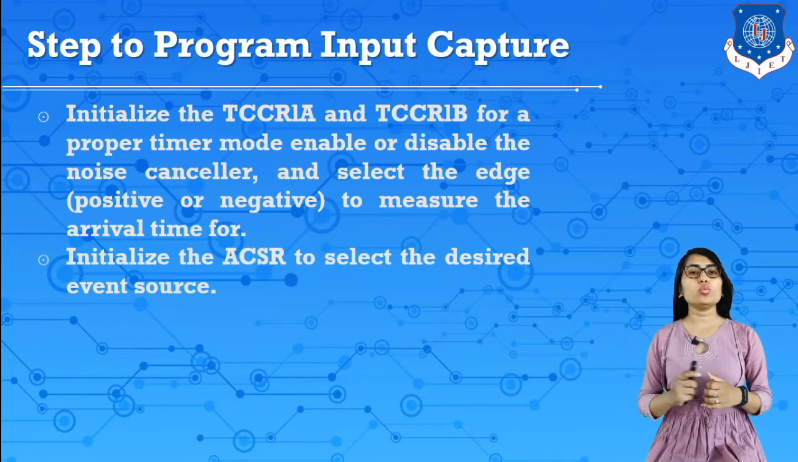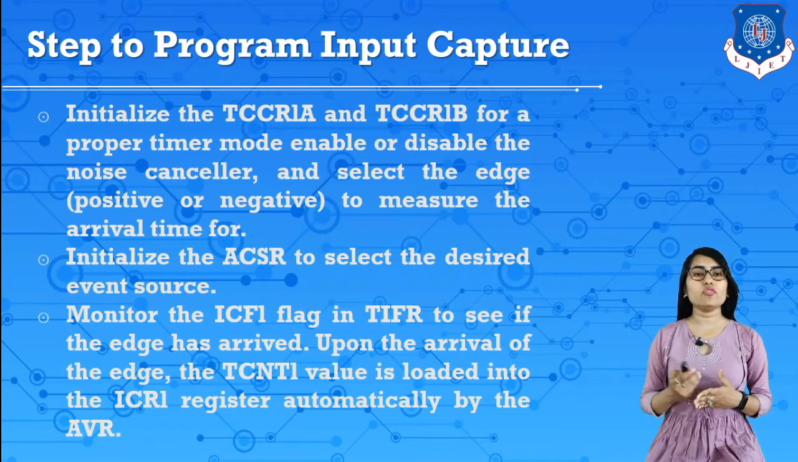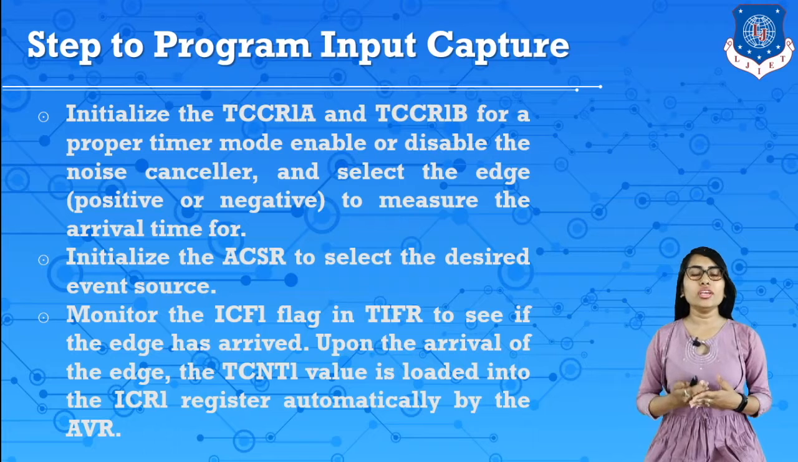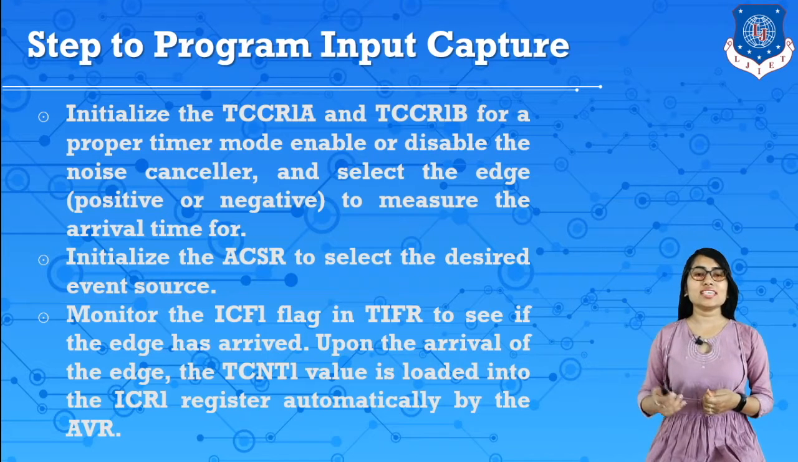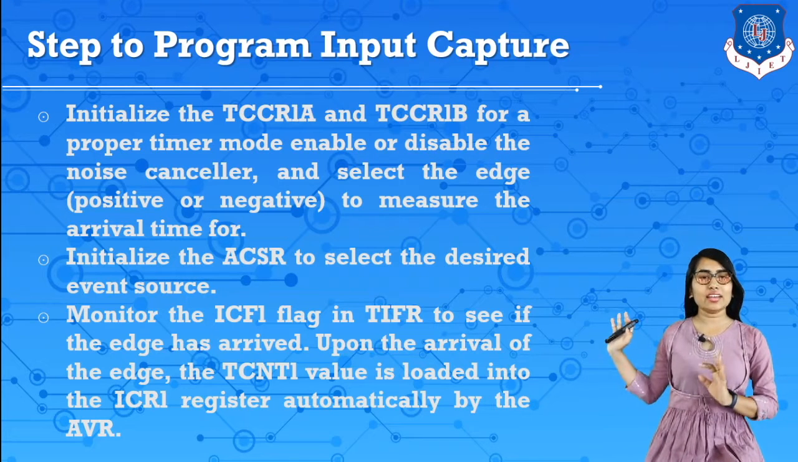Now the steps to program input capture. Initialize TCCR1A and TCCR1B for the proper timer mode. Enable or disable the noise canceller and select the positive or negative edge to measure the arrival time. Initialize ACSR to select the desired event source. This register is basically used to select the desired event source.